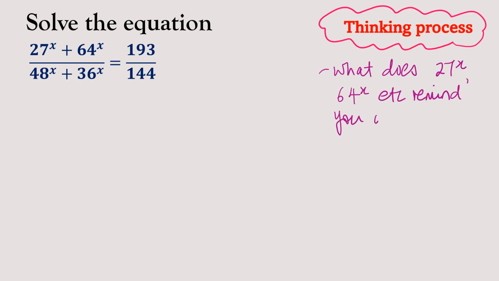First of all, what does 27 to the power of x and 64 to the power of x, etc. remind you of? So you have to scan the database, your long-term memory or short-term memory. Can you find any connections? Can you find any concepts that you can apply? Which topic did you see this 27 to the power of x and 64 to the power of x?